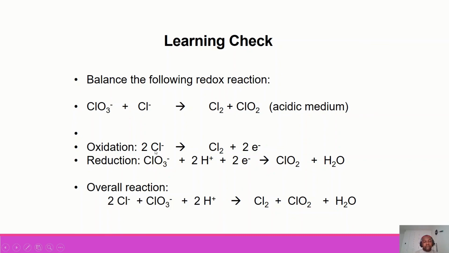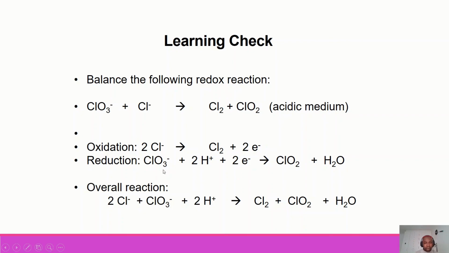So let's do the oxidation first. So we need to balance the chlorine, so that we put 2 here, then we have 2 chlorine here. So then you see that the charge, we're having 2 minus here, but we don't have anything here. So that's why we're adding 2 minuses, so that the charge can be balanced.